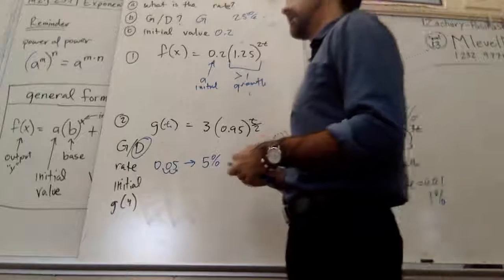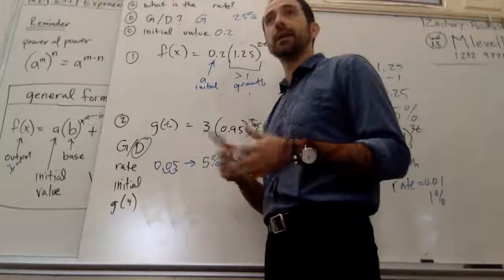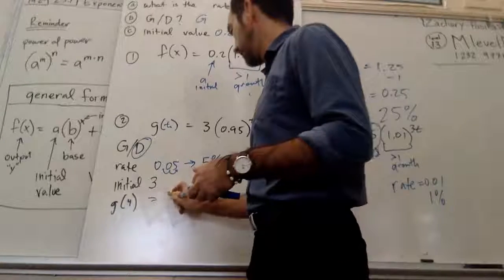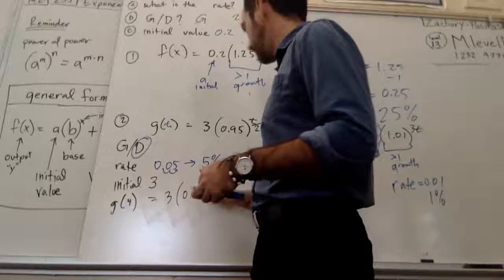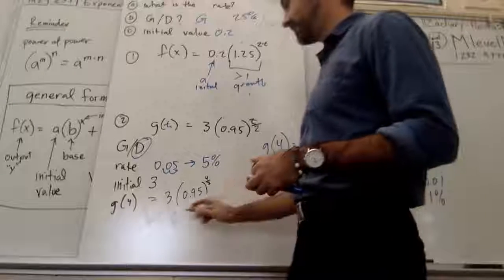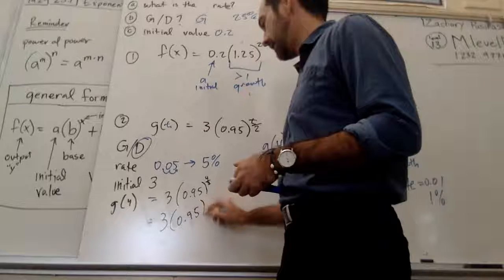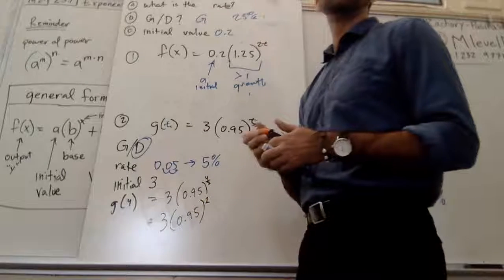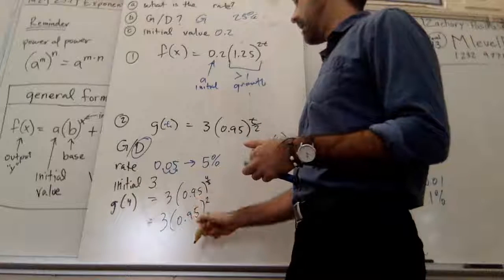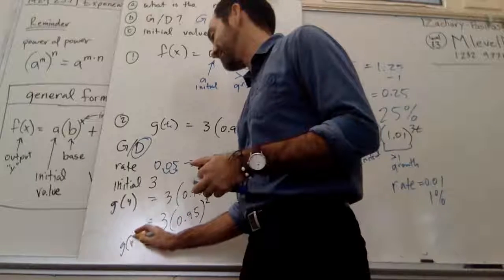Let's all say the initial value together. What's the initial value? 3. Pretty quick to see that's up front. It's the a value. And then how about g of 4? Let's go ahead and plug that in. 3 times 0.95 to the t over 2. So that's 4 over 2. 3 times 0.95 raised to the 2nd power, because 4 divided by 2 is 2. I don't know what that is, but somebody can magically give me the end answer, and I'd be appreciative.